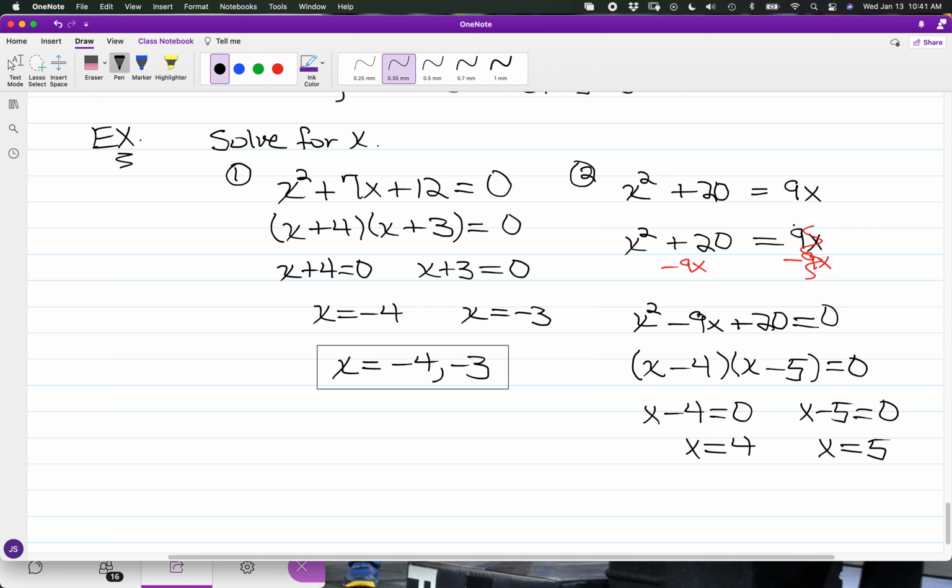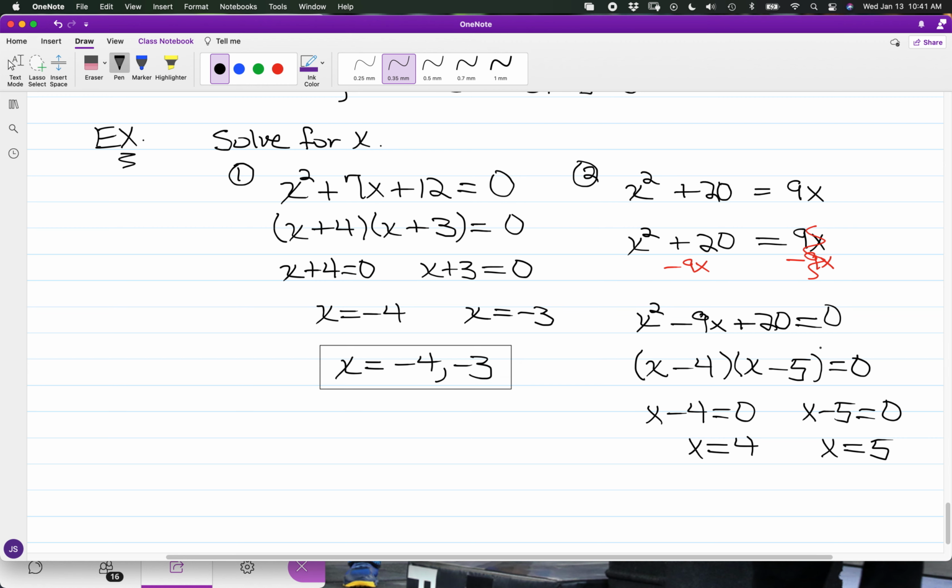So just a quick check: 4 squared is going to be 16, plus 20 is 36. 9 times 4 is also 36. Now for 5 squared is 25, plus 20 is 45. 9 times 5 is also 45. Okay, so you have two solutions, x equal to 4 and 5.